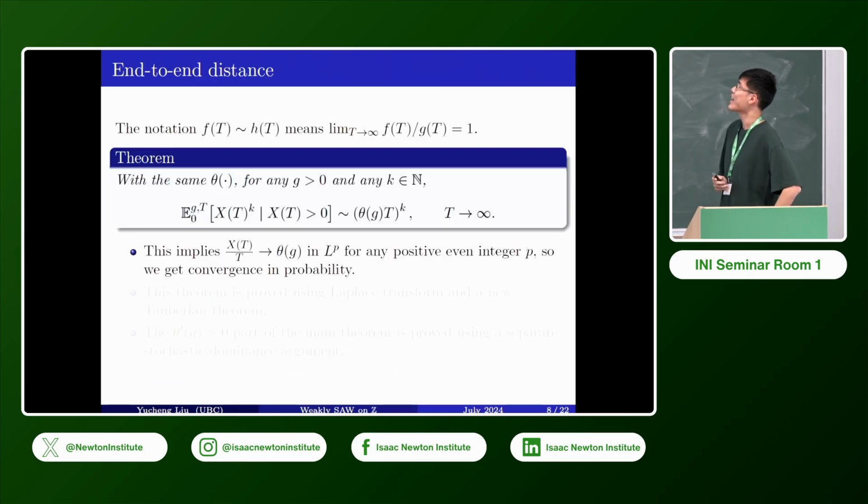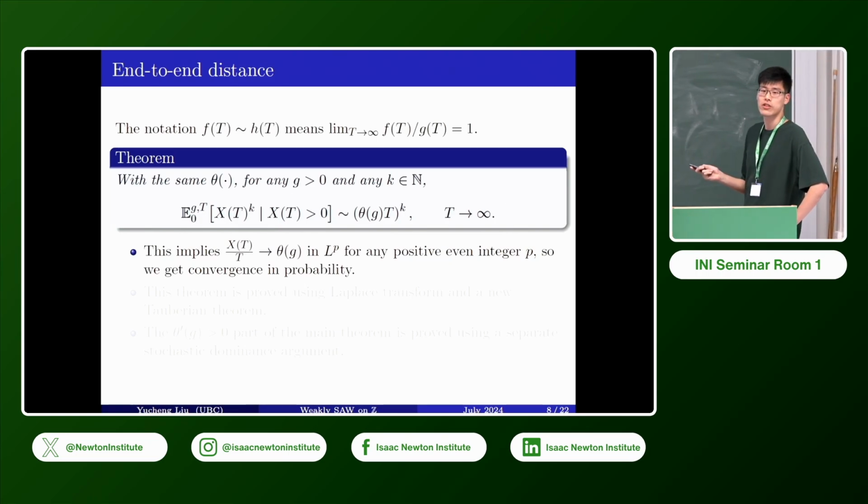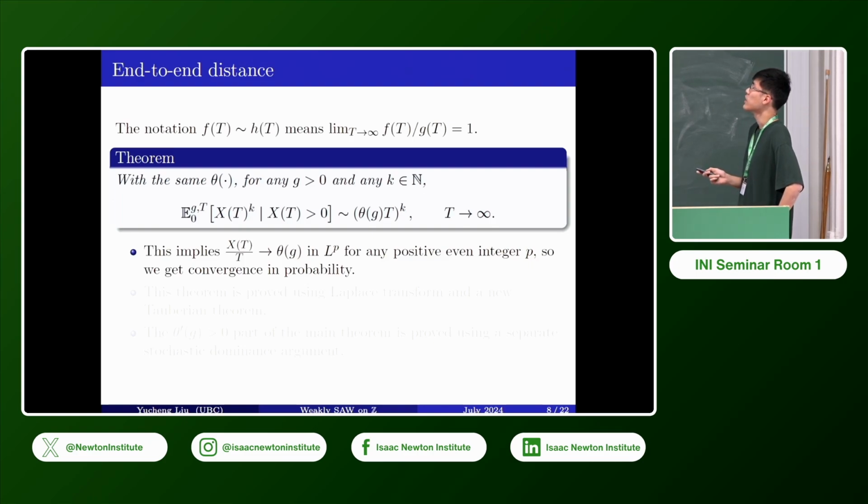Let me go to the end-to-end distance result. For my notation, I will use this tilde asymptotic notation just to mean the ratio converges to 1. And my theorem is that if I look at walks going to the right, and I look at the endpoint to the k power, asymptotically that's going to look like theta of g times t to the power of k. And this works for any integer k. In particular, this is going to imply that x_t over t converges to theta of g in L^p for any positive even p.